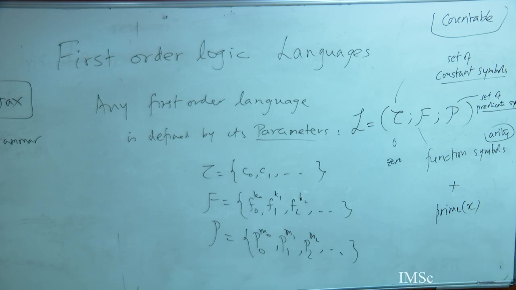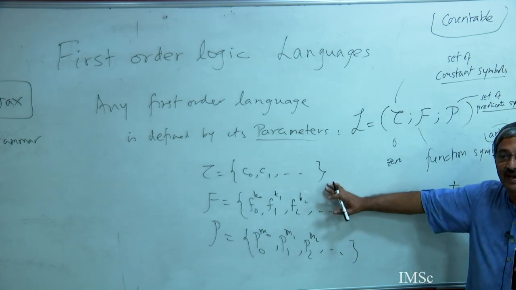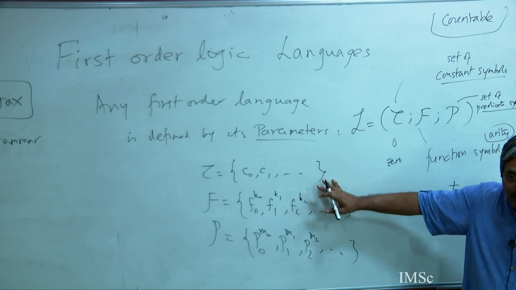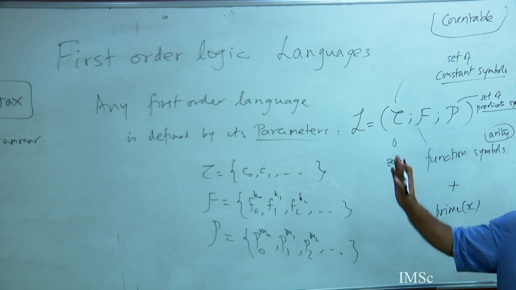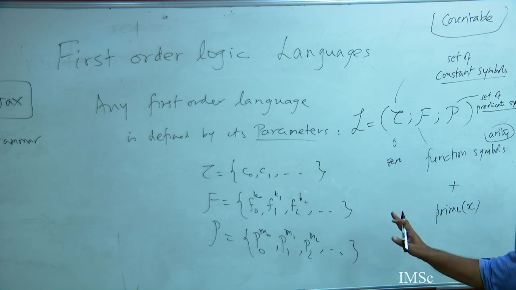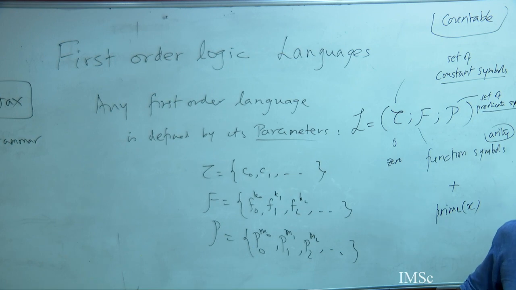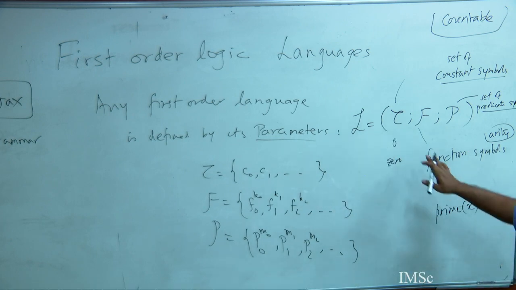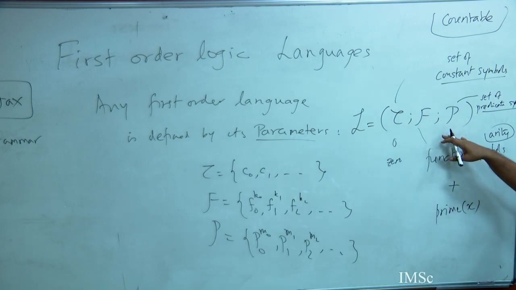And like Siddharth mentioned, we will look at languages where you have an uncountable set of constants as well. They need not be countable either. But that is for later. Let's not worry about it for the moment, right? The logicians are very happy to work with arbitrary cardinalities. No problem at all. We just ask, what is the cardinality of this language?